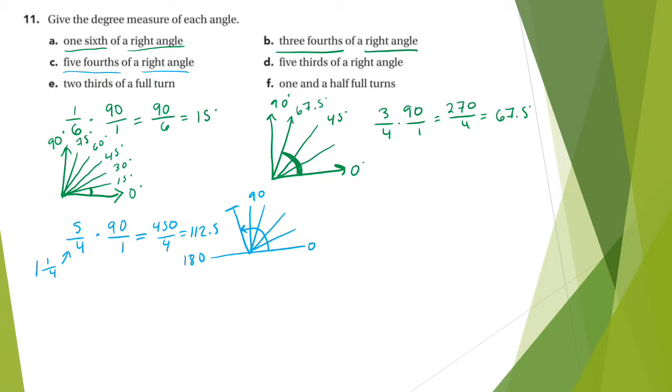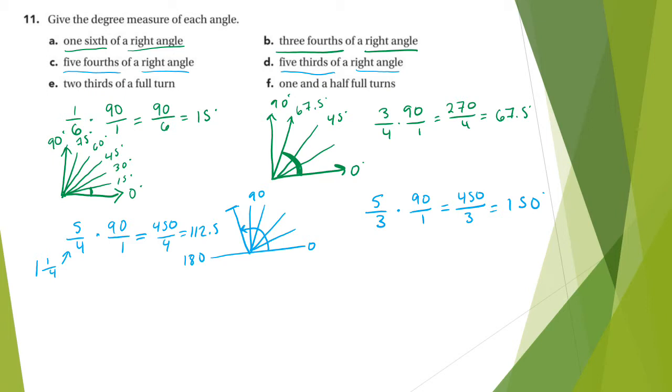Next, I'm looking at D, 5/3 of a right angle. So again, I'm going to set up that 5/3. I'm thinking about how that's a fraction greater than 1. So I'm expecting when I multiply it times 90, I'm going to get an answer that's bigger than 90 degrees. And so 5 times 90 would give me 450 over 3, which gives me 150 degrees. Again, it's a great idea to make a sketch of this to prove it to yourself.